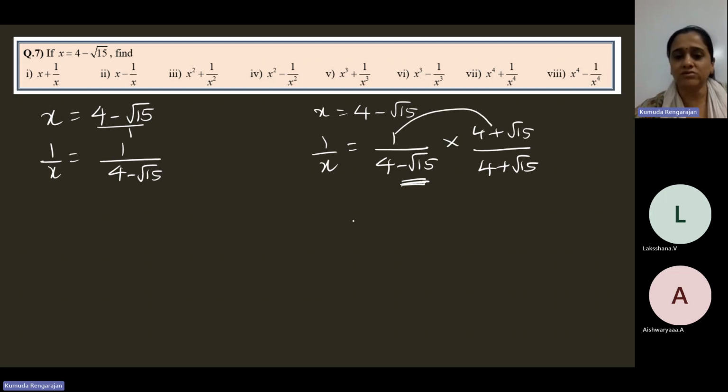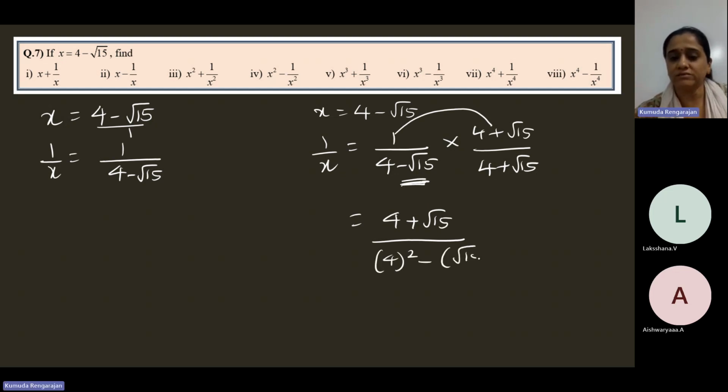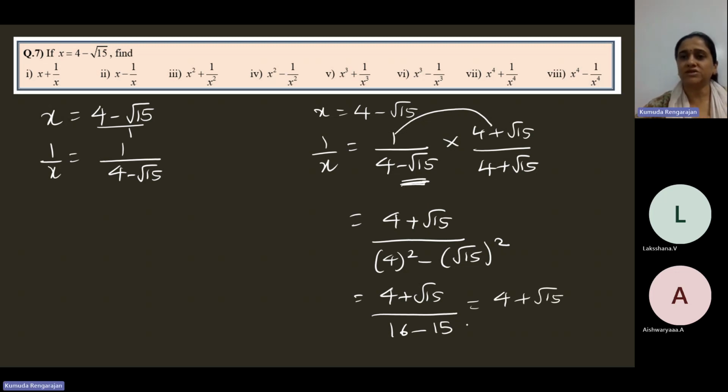Now multiply the numerator. So what do you get? 4 plus root 15 divided by, a minus b into a plus b is a squared minus b squared. So 4 plus root 15 divided by 16 minus 15. 4 squared is 16, minus root 15 the whole squared is 15. So it is 4 plus root 15, because 16 minus 15 is 1.